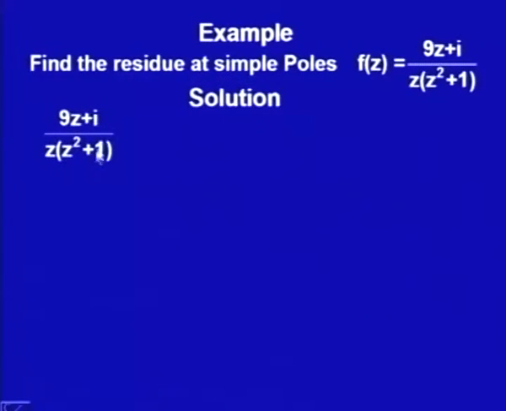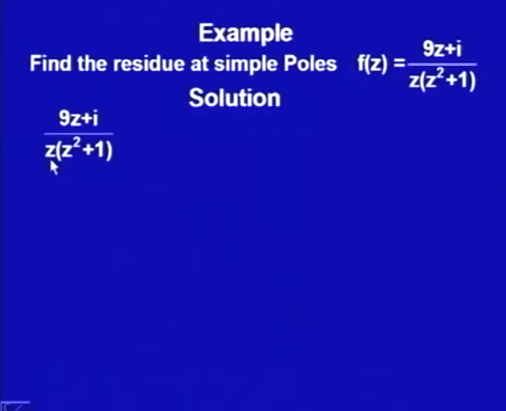See, the function is (9z + i) upon z into (z squared + 1). The function is of the form p(z) upon q(z). If I see this q(z), it has a 0 at z equal to 0, and at z equal to plus and minus i. All these zeros are simple zeros, since f dash z would be, actually this is z cube plus z, so f dash z would be 3z squared plus 1. So, for z equal to 0 or plus minus i, that would not be 0.